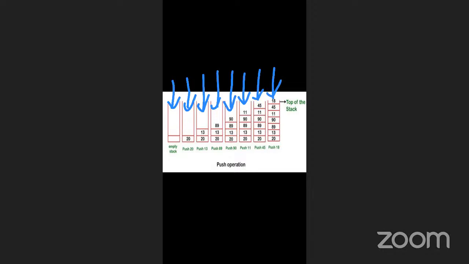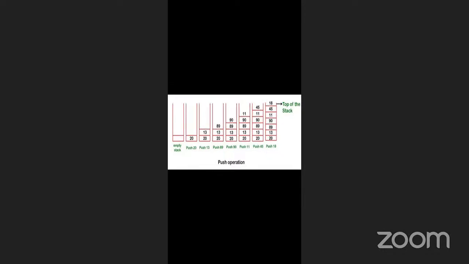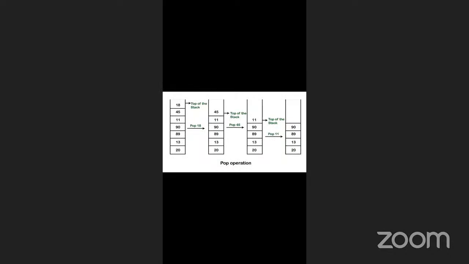Next we discuss the pop operation. Observe here. Once you push the elements, I pushed the elements before this, no? Then after that I pop the elements. Pop means deleting. For example, the 18 element is there. I pop 18, then it is removed from the stack. Then I pop 45, then it is removed. Then I pop 11 also, and it is removed.